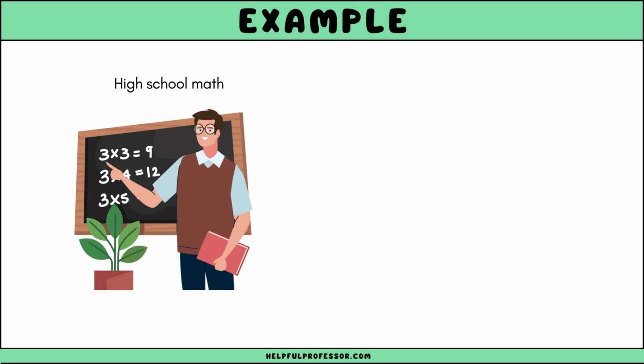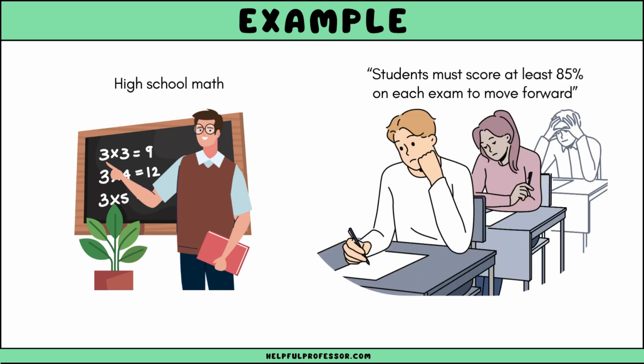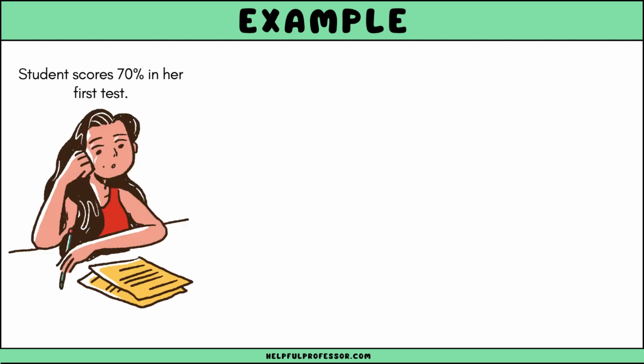Example, imagine a high school math teacher who uses mastery learning in his algebra class. He sets a standard that students must score at least 85% on each exam to move forward. One student scores 70% on her first algebra test.